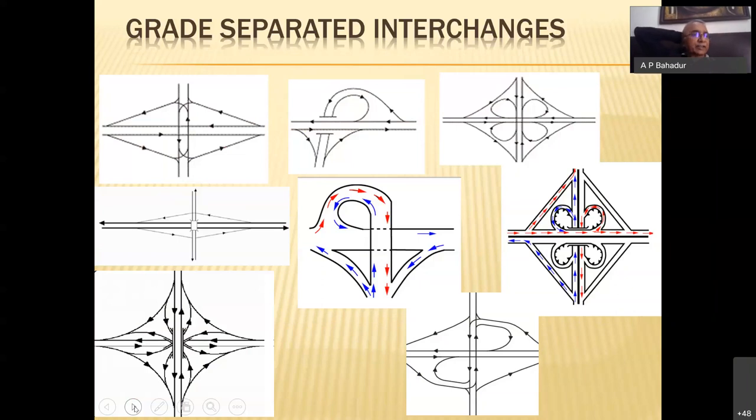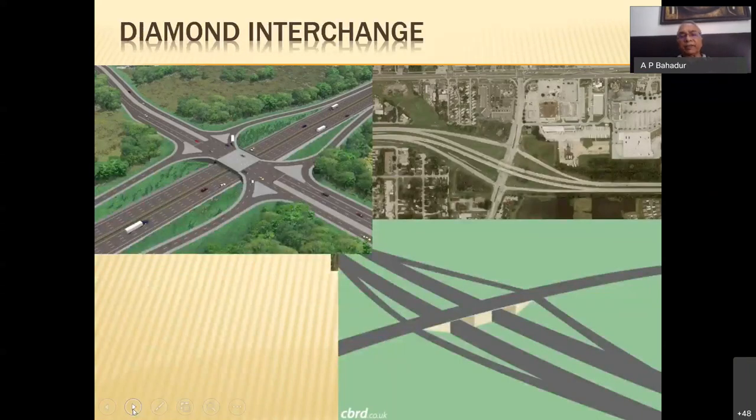So these are some of the basic shapes. This is the diamond interchange, we'll discuss in detail. This is your trumpet. This is your clover leaf. And this is your multi-level. This is a double trumpet. So these are some of the basic shapes of your grade separated interchanges. Now let us see how a diamond interchange works.